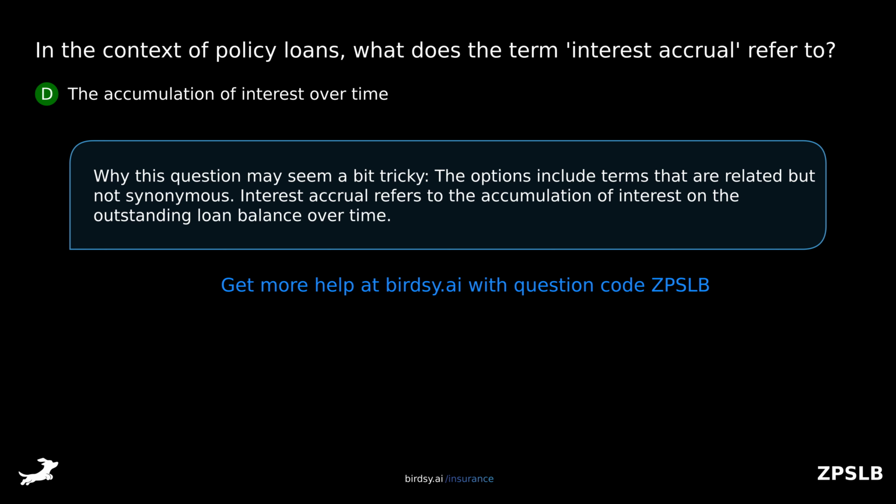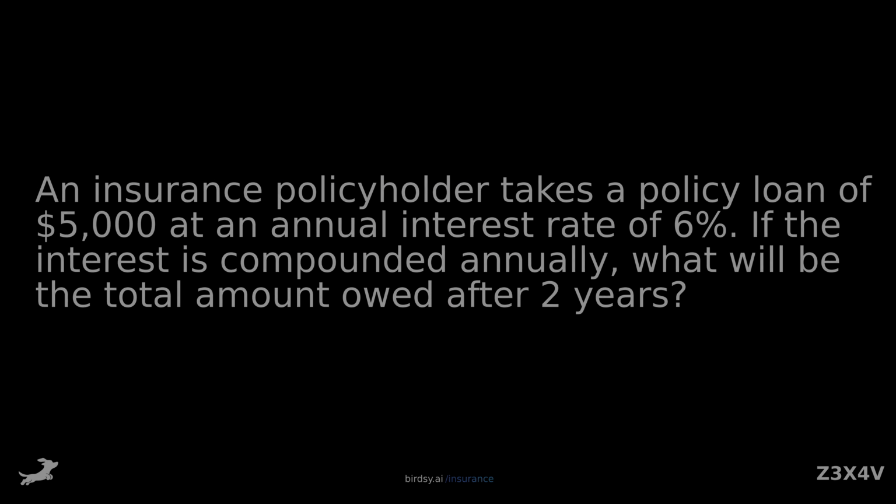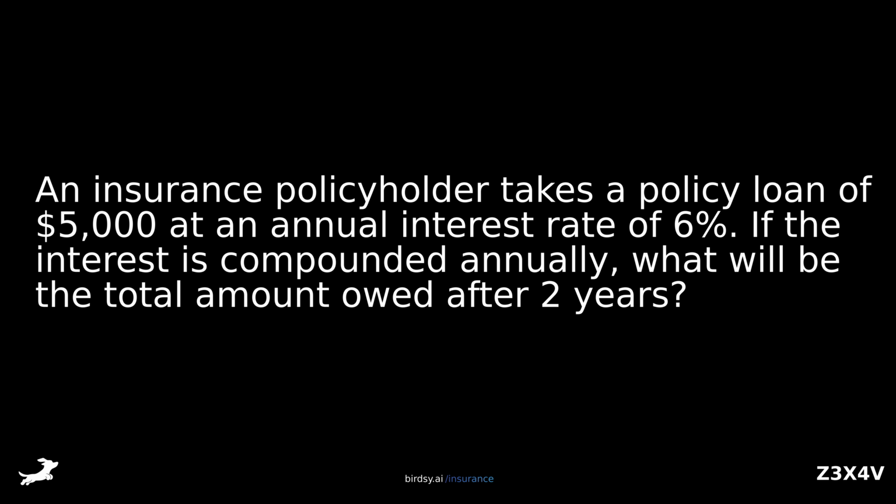Why this question may seem a bit tricky. The options include terms that are related but not synonymous. Interest accrual refers to the accumulation of interest on the outstanding loan balance over time. An insurance policyholder takes a policy loan of $5,000 at an annual interest rate of 6%. If the interest is compounded annually, what will be the total amount owed after 2 years?